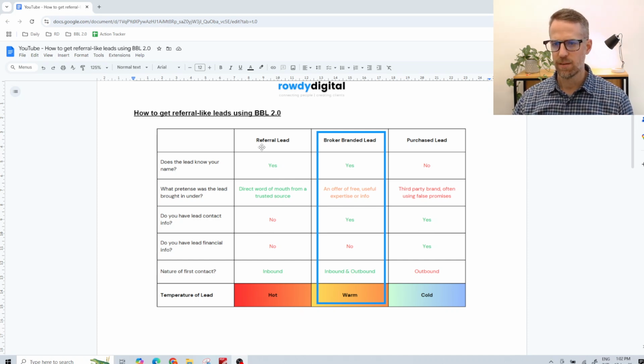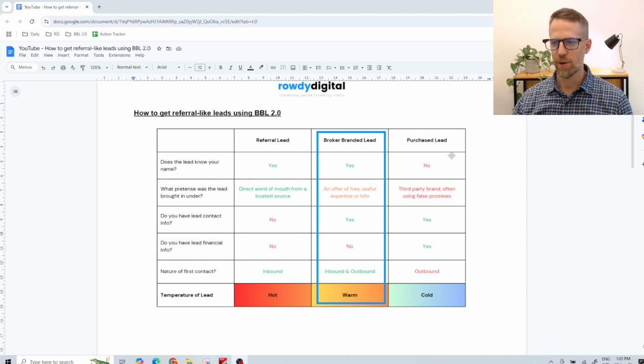So you'll see here that a referral lead does know who you are. They come from direct word of mouth from a trusted source. Quite often you don't even know what their contact information is until they've made contact. You definitely don't have their financial information until they make contact and you have a conversation. But they're contacting you, meaning it's inbound, and that leads to the lead being classified as a hot lead.